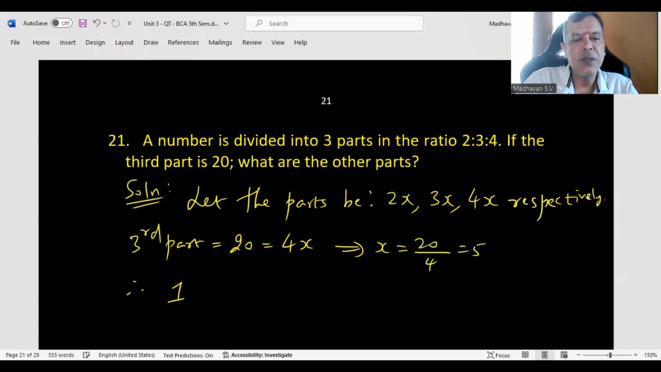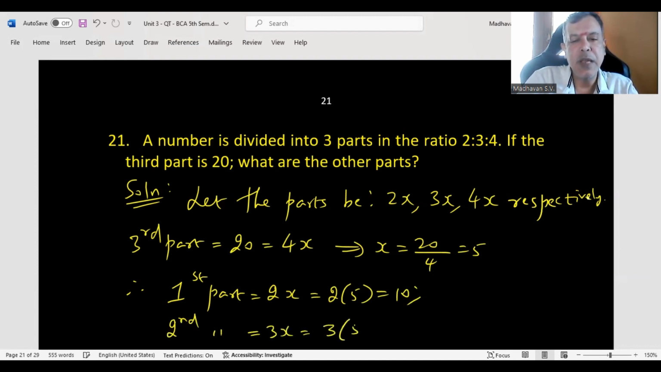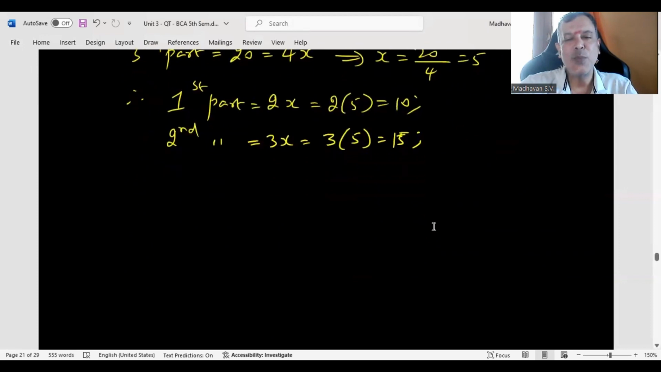Now they already gave us the third part, which is given in the question as 20. So that can be equated to 4x, which means our x will be 20 by 4, which is 5. Therefore, the first part, which is 2 times x, will be 2 times 5, so it is 10. Second part is 3 times x, which is 3 times 5, so it becomes 15. So that is the solution for this. Let us move on to the next.